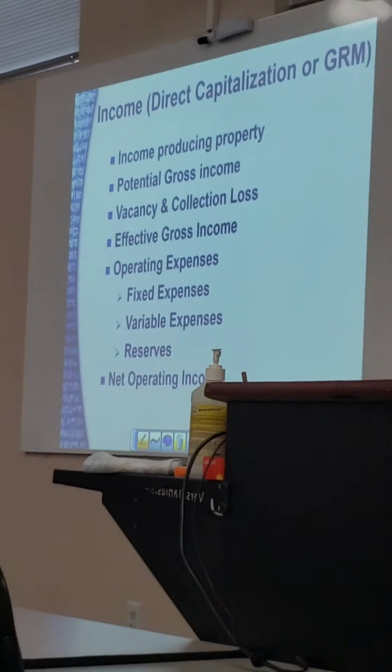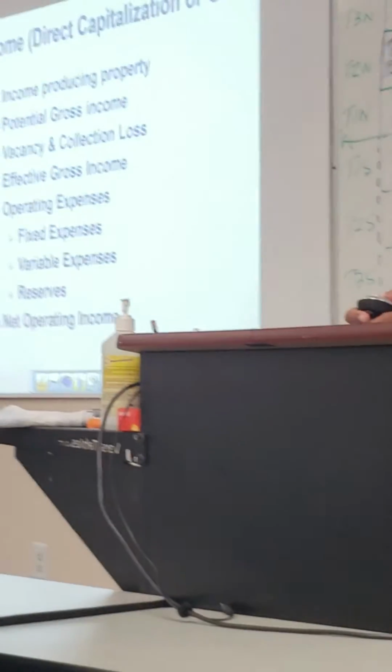Taking the income divided by a rate that comes from the marketplace based on the principle of substitution. The rate comes from the marketplace. The income comes from the property. And therefore, we can find value by taking the income divided by the rate. And we'll get value for the subject property. And that's exactly what you did mathematically on Friday or sometime in the classroom.